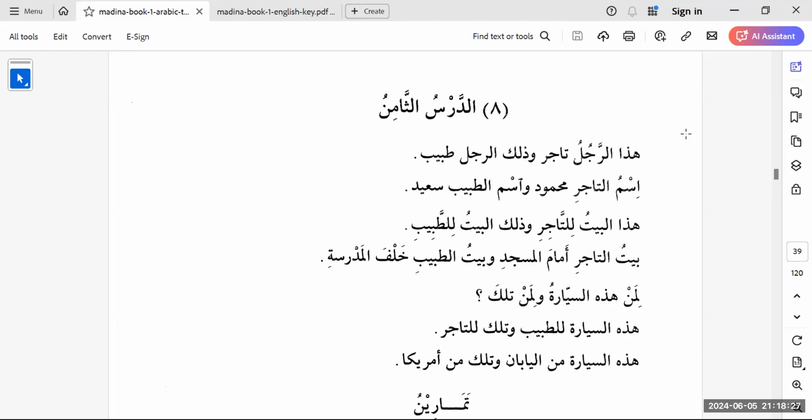Sure. هذا الرجل تاجر وذلك رجل طبيب. Or how do we read it? Remember when there is a Hamzatul Wasl? We don't want to say ar-rajulu. We don't want to say anything like that. We want to connect all the words. So we're going to say هذا الرجل تاجر وذلك الرجل طبيب. Okay.